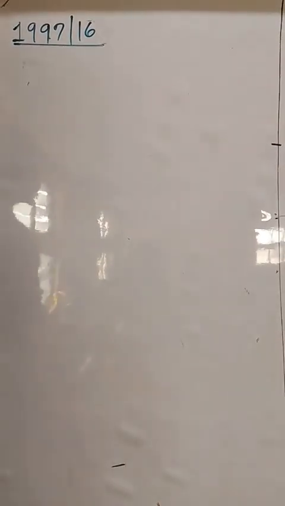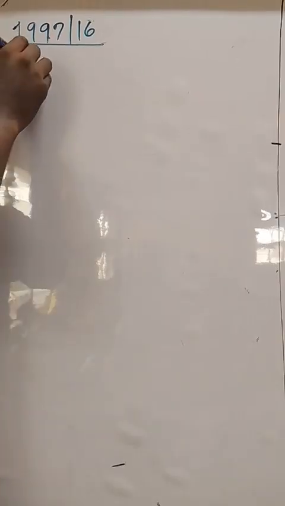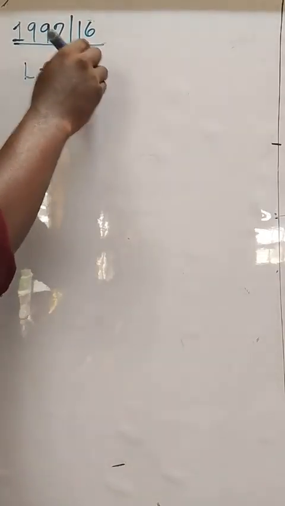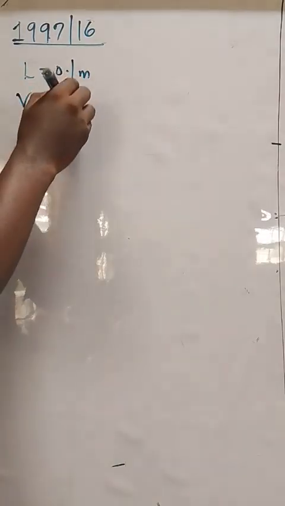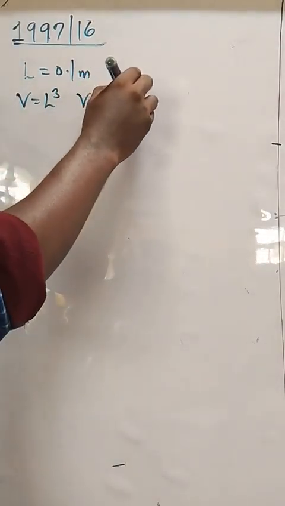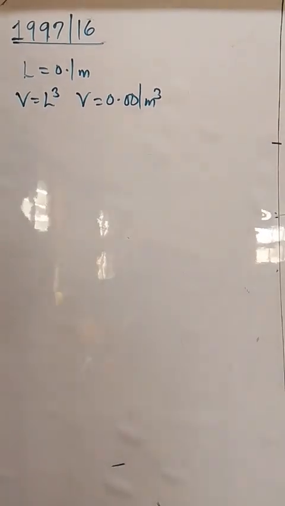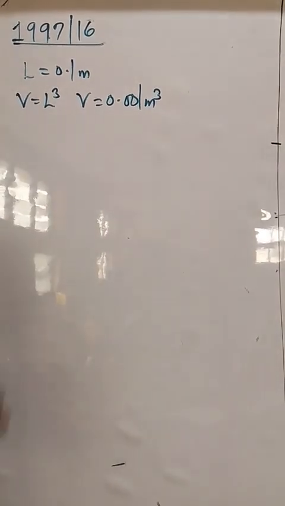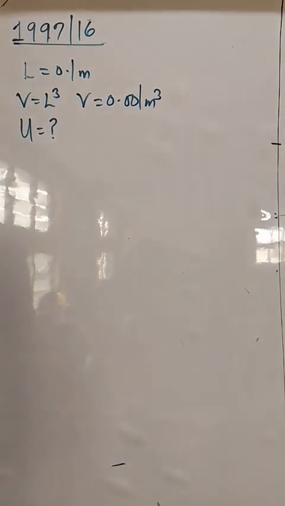1997 question 16. A cube of size 0.1 meter. For a cube, if you are given the length, it means the volume is known because volume is L cube. So from here, the volume is 0.001 meter cube. We are looking for the upthrust on the cube when totally immersed in water.